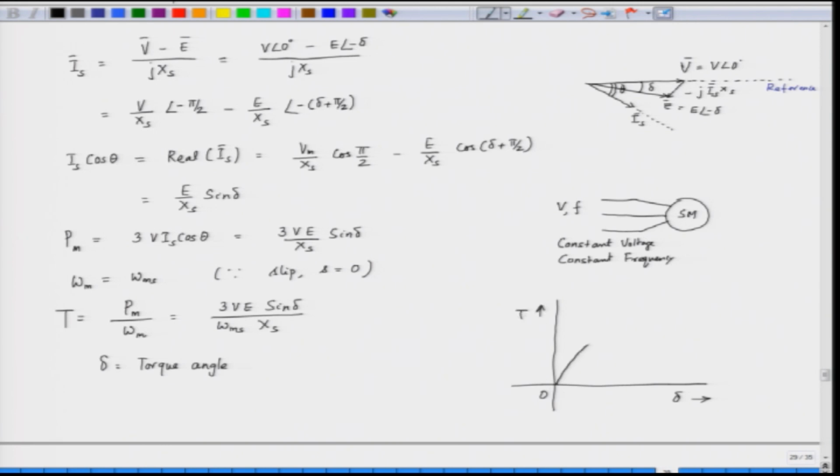So, we get a curve like this. This curve is sin delta. As we change the value of delta, the torque increases. If you increase the value of delta, the torque increases and torque becomes maximum at a value of delta that is equal to pi by 2. So, this is the maximum value of torque.